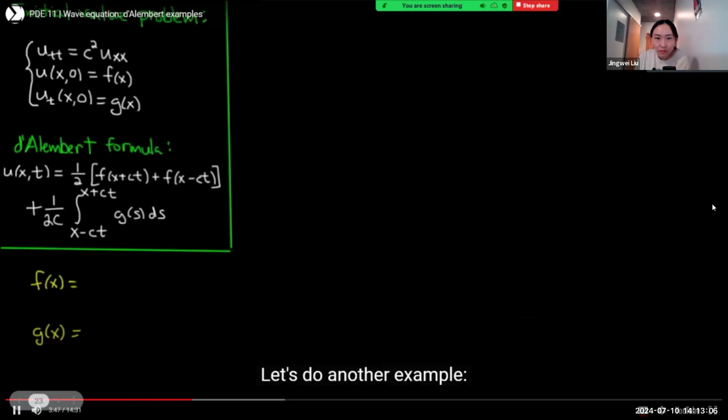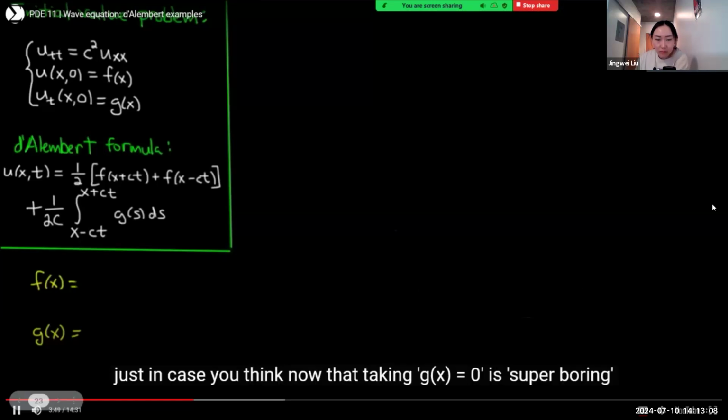All right, let's do another example, just in case you think that taking g to be 0 is special. Okay. So the D'Alembert formula means that your f and g can be any function. Maybe there are some constraints for the functions, but basically any shape of function will serve the purpose. So it will work with any initial condition, and you can know how the string will move after this initial condition using this formula. Okay.